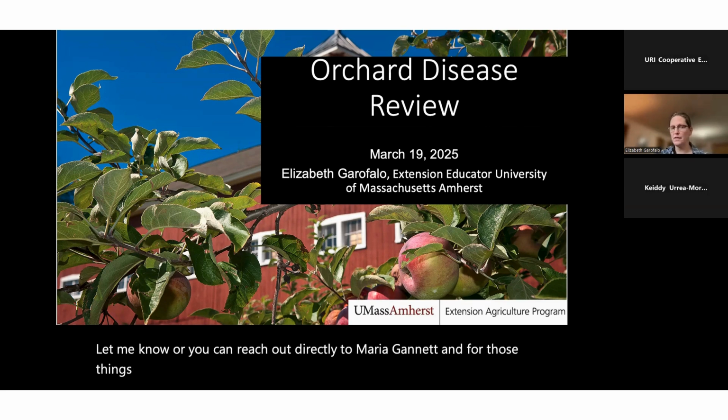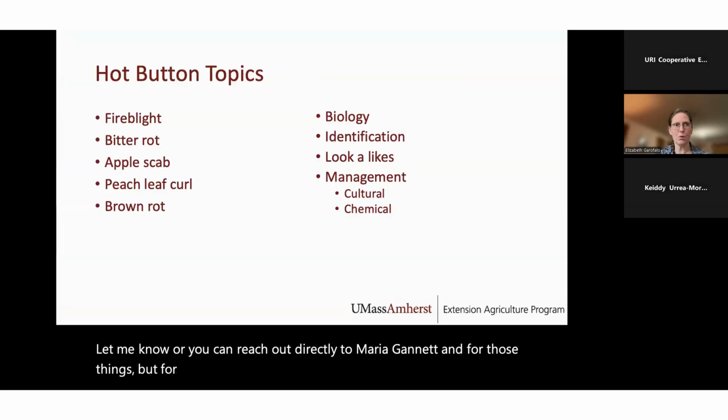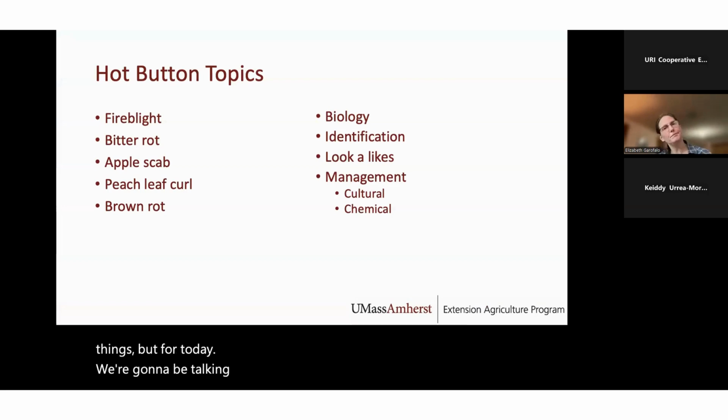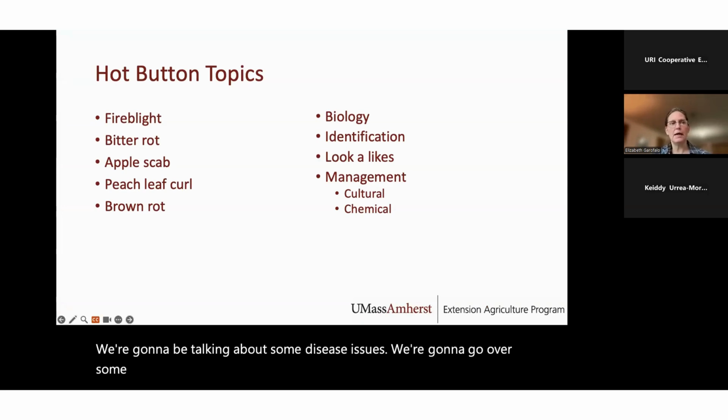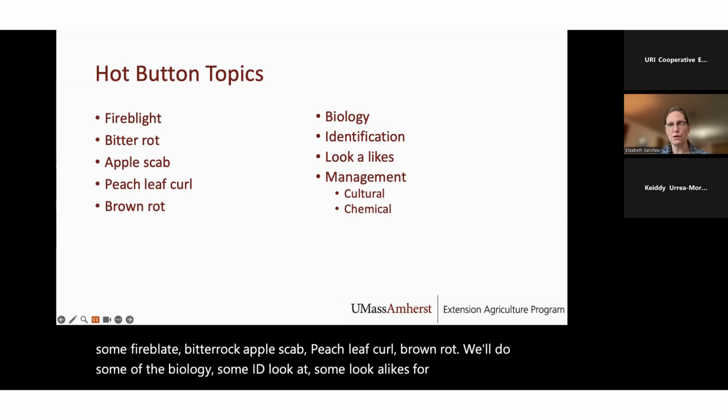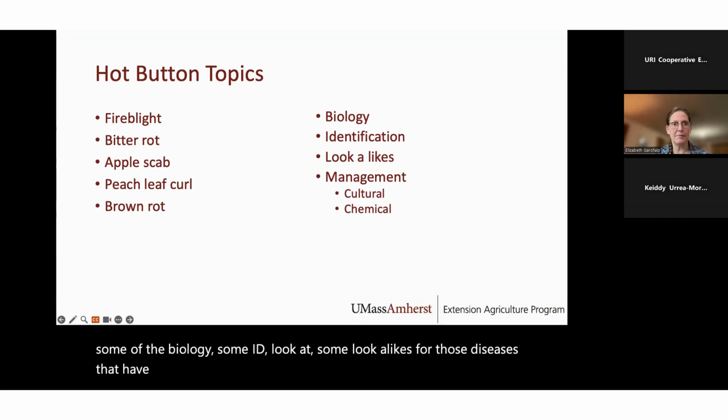But for today, we're going to be talking about some disease issues. We're going to go over fire blight, bitter rot, apple scab, peach leaf curl, and brown rot. We'll do some of the biology, some ID, look at some lookalikes for those diseases that have them, and some management issues or questions.